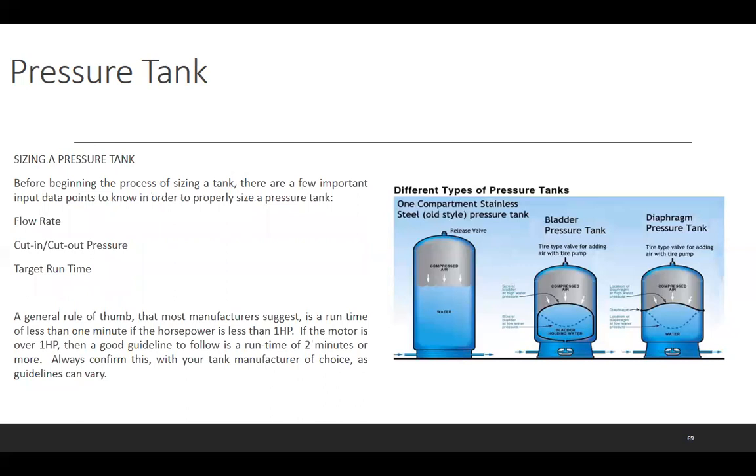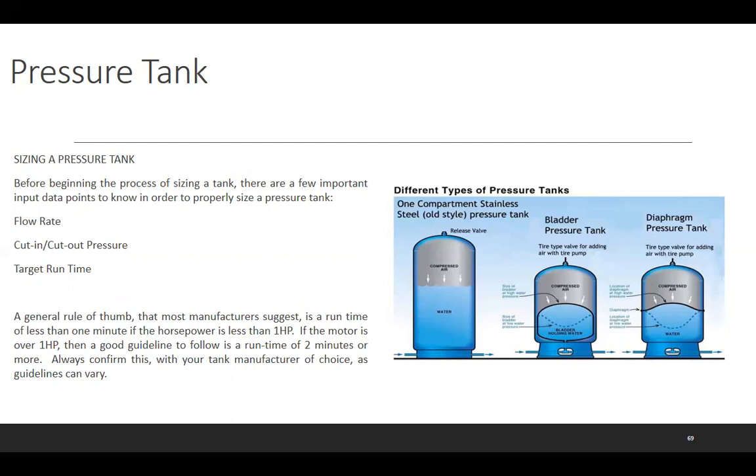Sizing a pressure tank. Beginning the process of sizing a tank, there are a few important input data points to know in order to properly size a pressure tank. One, the flow rate in gallons per minute; two, cut-in and cut-out pressure; three, target runtime. A general rule of thumb that most manufacturers suggest is a runtime of less than 1 minute if the horsepower is less than 1 horsepower. If the motor is over 1 horsepower, then a good guideline to follow is a runtime of 2 minutes or more.